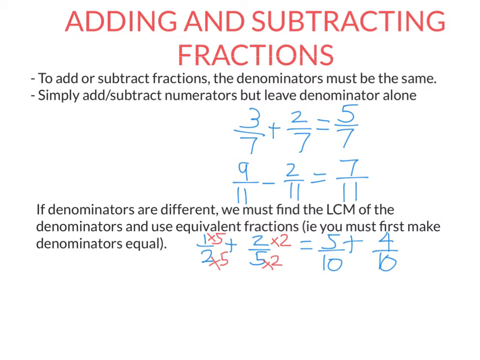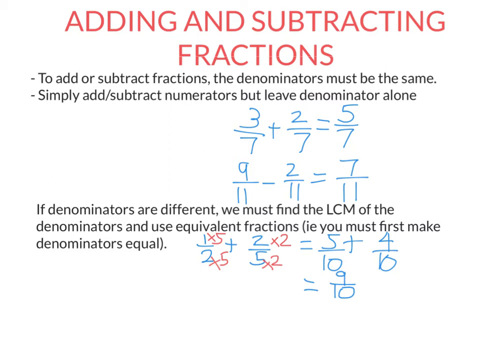Similarly, 2/5 and 4 over 10 are the exact same number. They are both equal to 0.4. But the reason I've written 2/5 like this is because now it has the same denominator as this fraction. Now the two fractions have the same denominator, I can simply add the numerators and leave the denominators alone. 9 out of 10 is my answer.